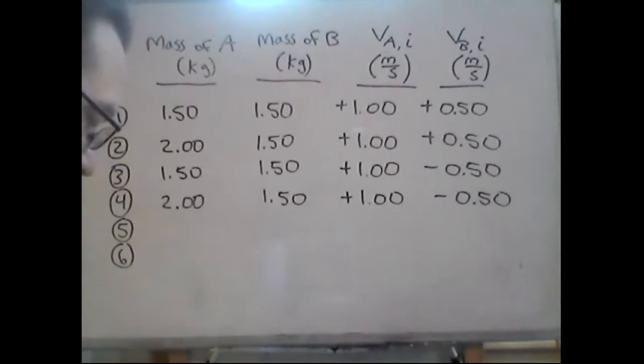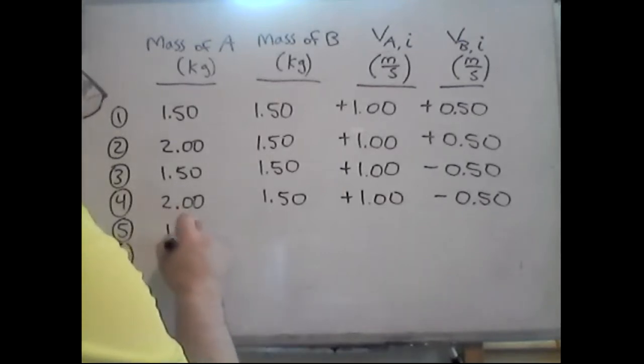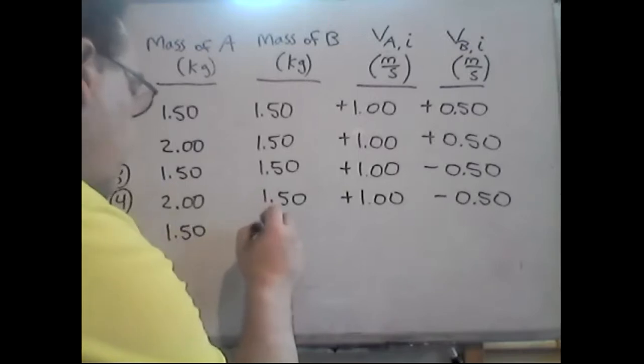And then what I want to consider now is one of the masses being much bigger than the other. So let's just say for 5, the mass of A is 1.5. I'm going to put B all the way up to 5.00.